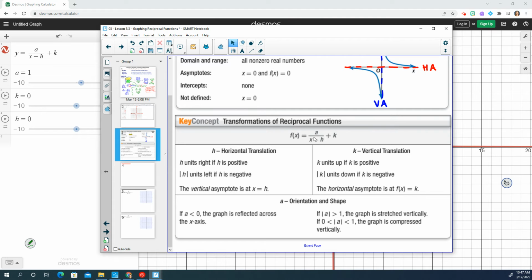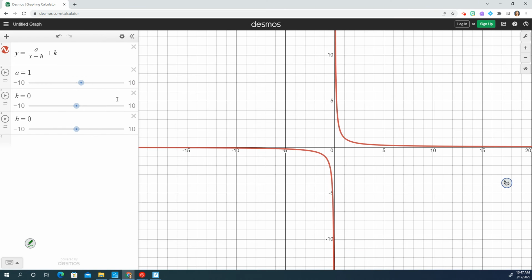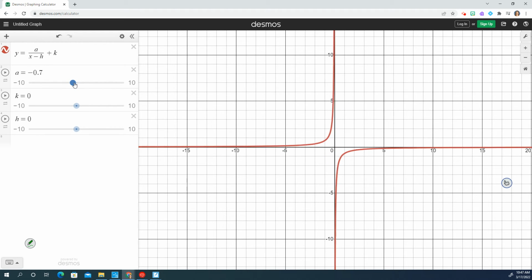This number up here, if it's not 1, that's just going to stretch or shrink. What if it's negative? It goes the opposite way. What do you call that in math? What transformation? Reflection. Good job, Justin. Reflection.